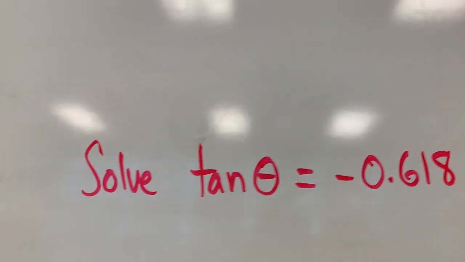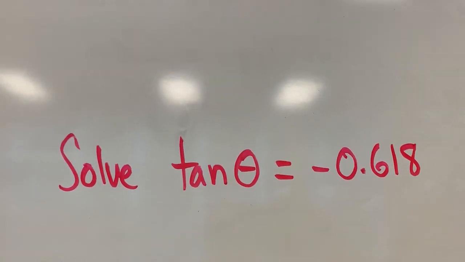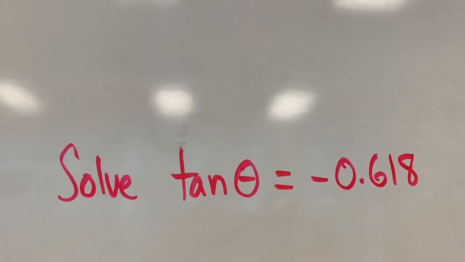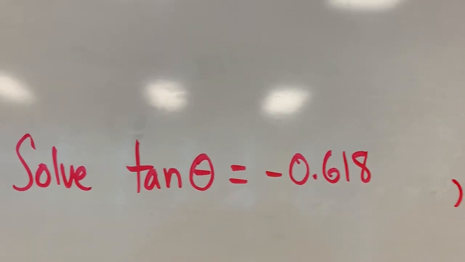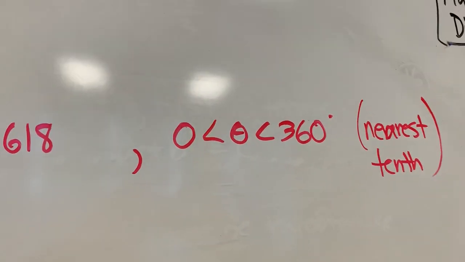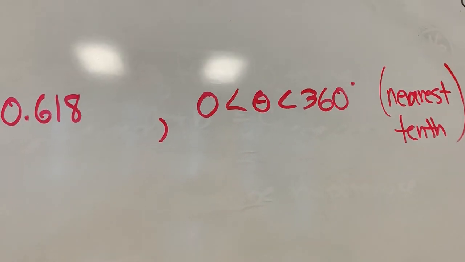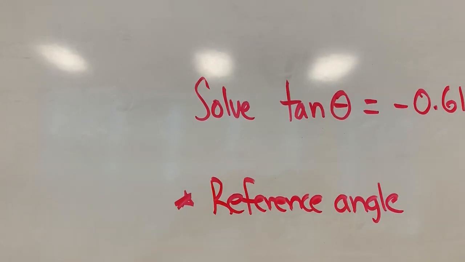So for example here, I don't know anybody that knows where tan theta equals negative 0.618. That is not a special triangle angle, it's just some random number I picked off the top of my head. Again, we're asked to solve it for angles between 0 and 360. This time we're given some rounding instructions because, as we'll discover, it's not a nice number. But I still start the same way, reference angle, and then I'll move on to cast rule.